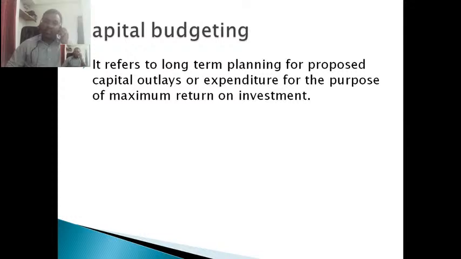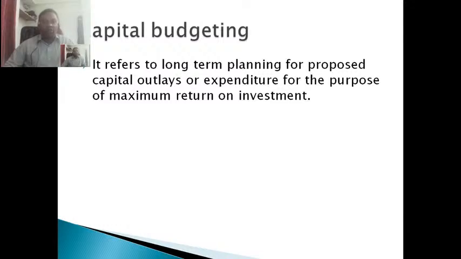So capital budgeting refers to long-term planning for proposed capital outlays or expenditure for the purpose of maximum return on investment. Since you are investing in a machine whereas you are paying only 10,000 rupees per employee, that is 40,000 rupees. But ultimately, after maybe 13, 14 months, you are not paying any salary to the machine, and you will be able to recover the cost of the machine by making a profit, as well as use that same machine for the next 2 years. So this is obviously capital budgeting.